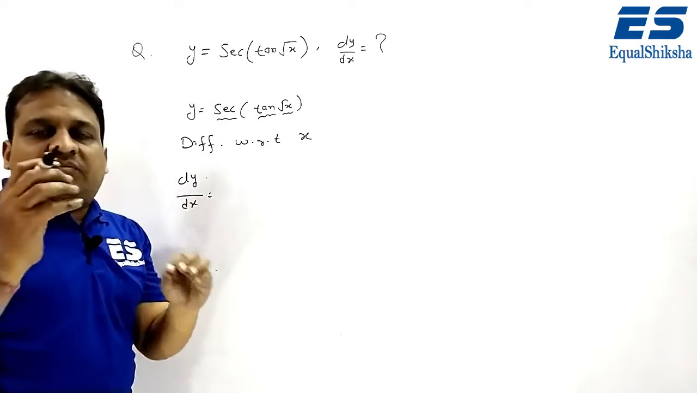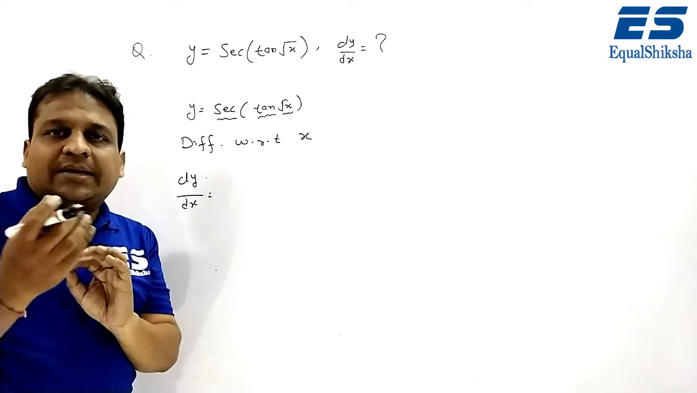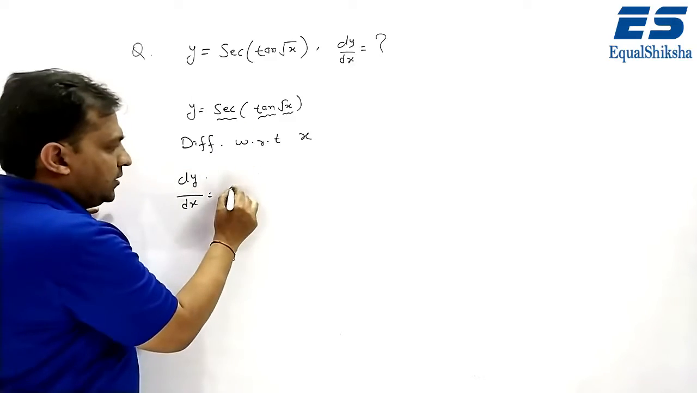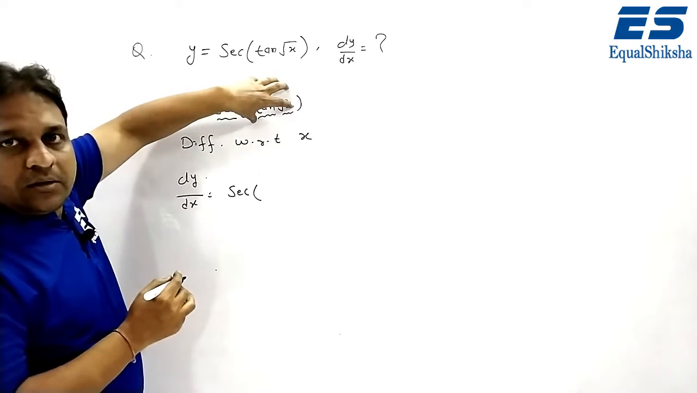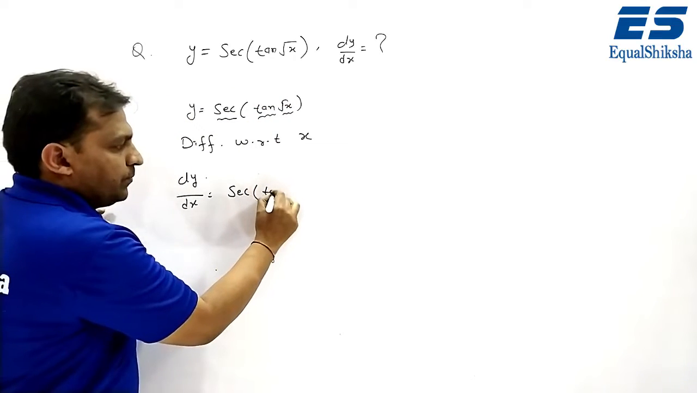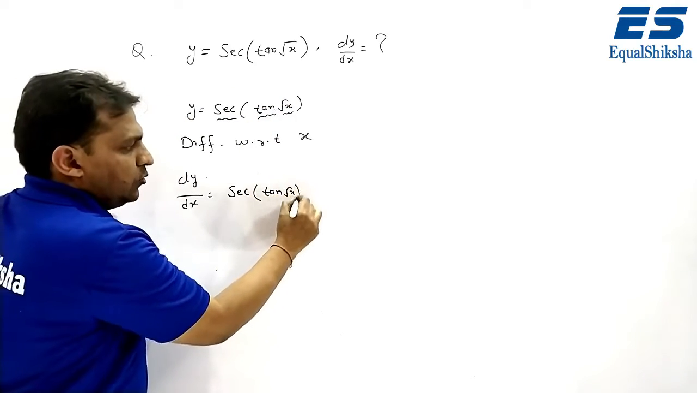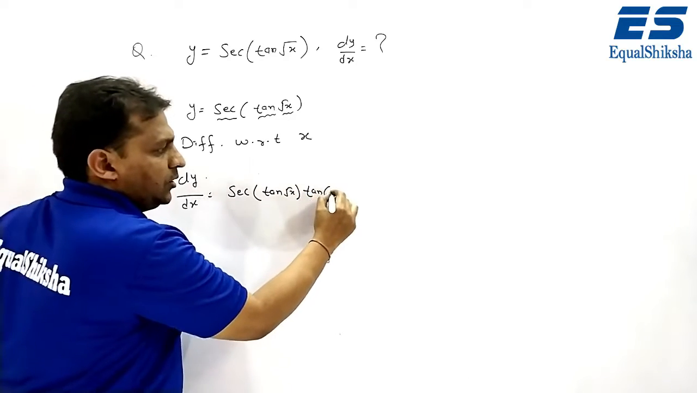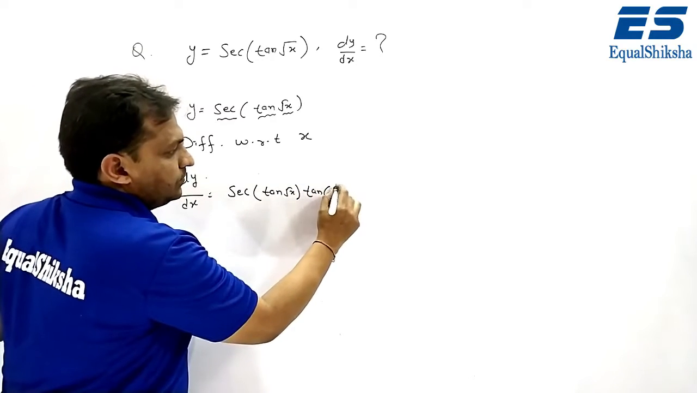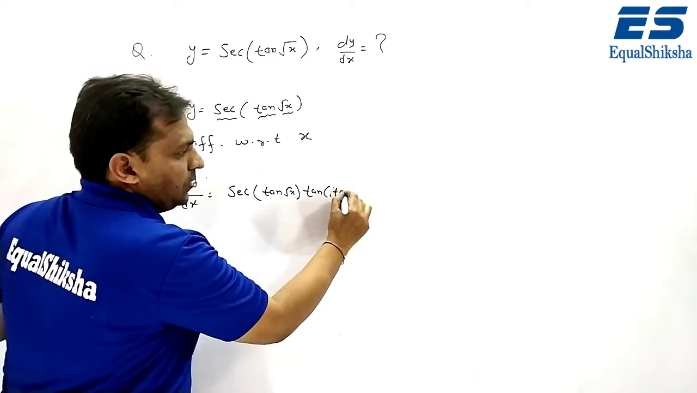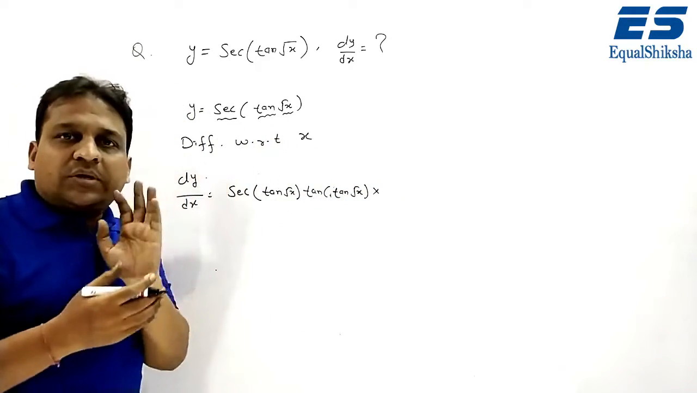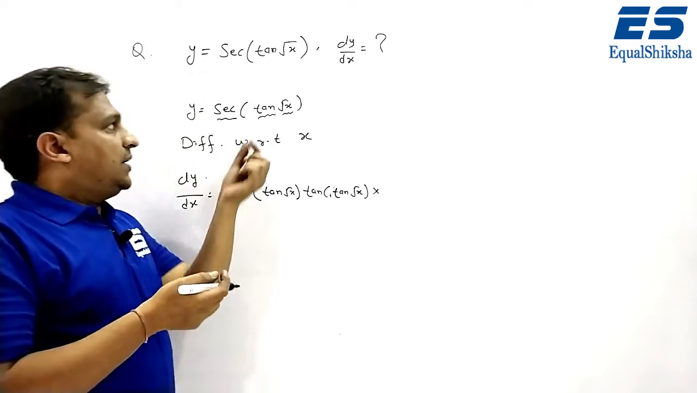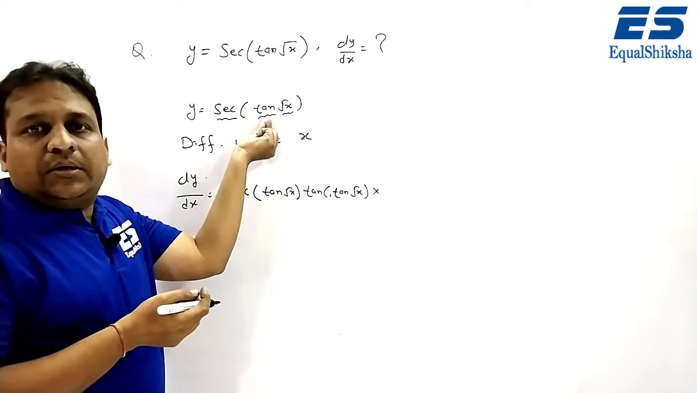It means differentiation of sec x is sec x into tan x. So here differentiation of sec will be sec. And x is considered as tan root x. It means sec tan root x into tan root x. Now we will differentiate the second function, and the second function is tan root x.